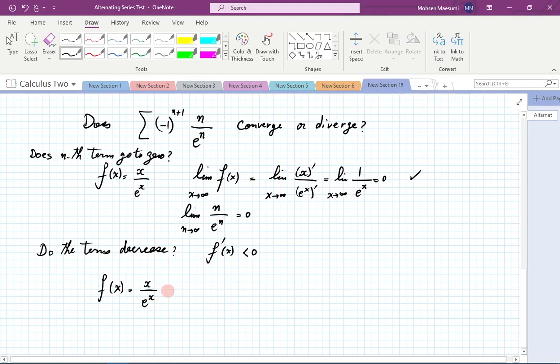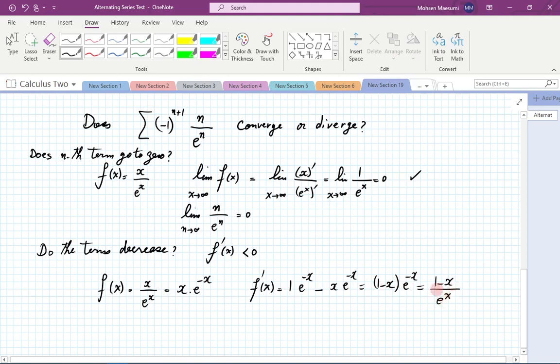Easy way to differentiate it is perhaps to prepare it for easy differentiation. I write it as x times exponential of minus x. The derivative of this, so I should apply the product rule: derivative of first times second, and derivative of the second times first. So let's factor so that we can clean this up a bit. So I can write the derivative like this.